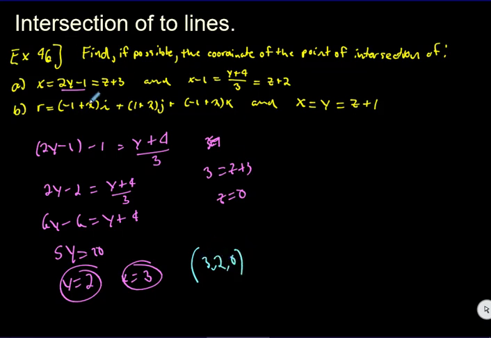So these do end up intersecting. So let's look at this point (3, 2, 0) in space.